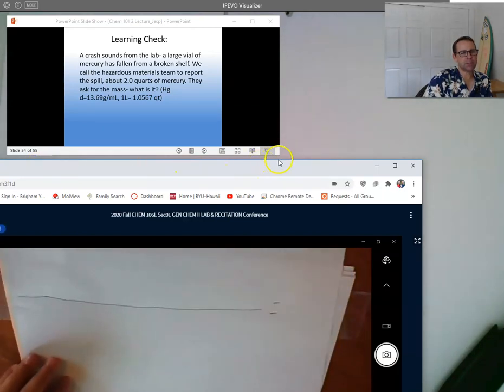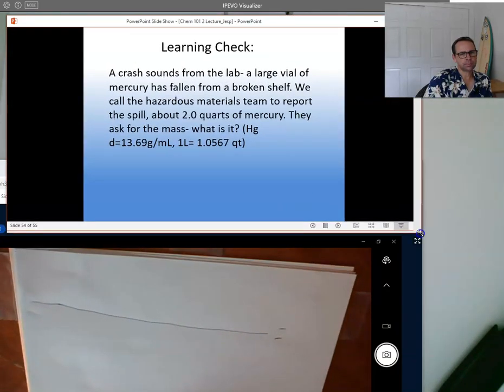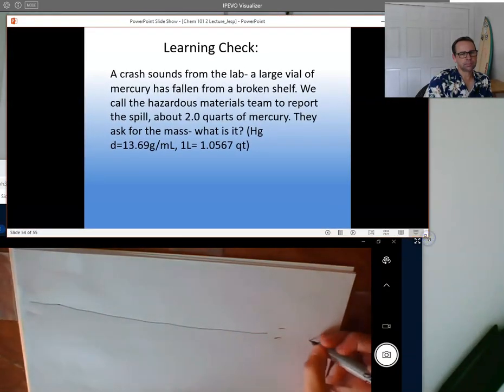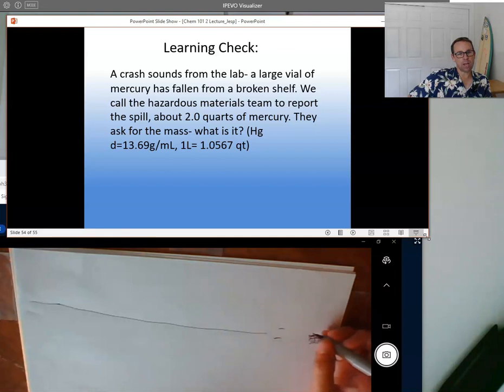And the next thing, what do we do? M for mass. Very good. Well, actually, G, mass in grams. It's going to be G, grams. But that's very good. We want to know the grams of material. Excellent job. Now, what is it that we start with?